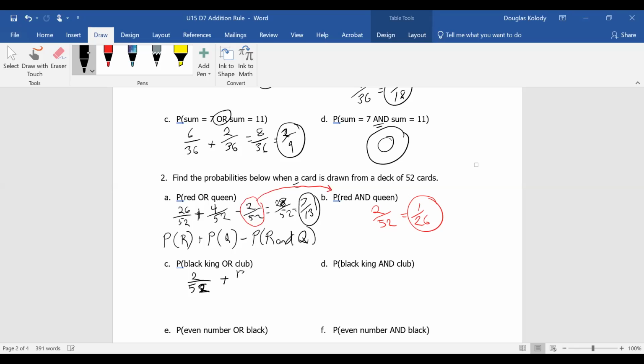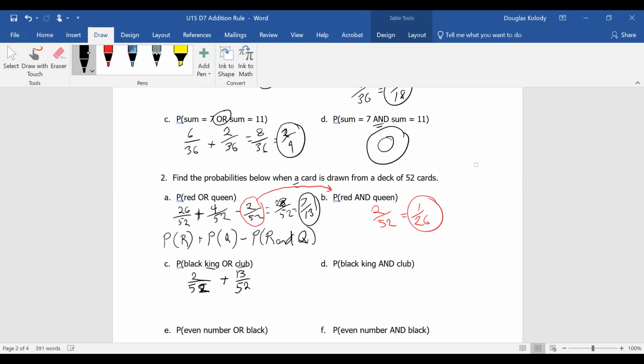There are 13 clubs in a deck of cards. Use your reference sheet. Have it out while I go through this. Can a card be both a club and a black king at the same time? Yes, it can. How about the king of clubs? Isn't the king of clubs both a king and a club?